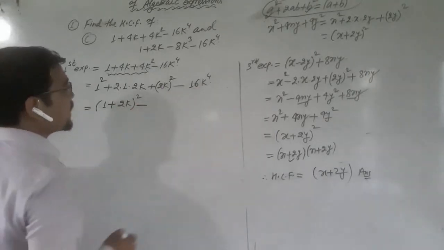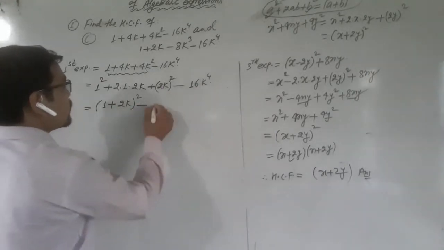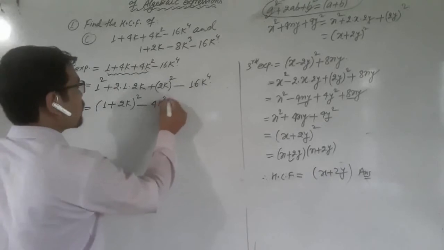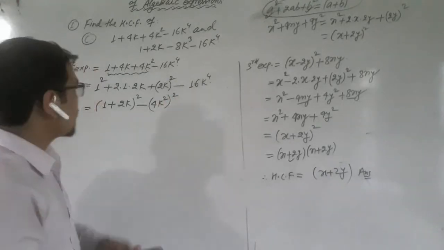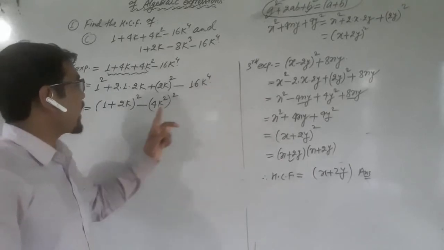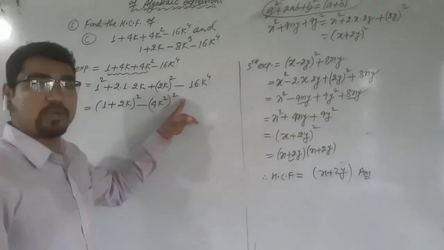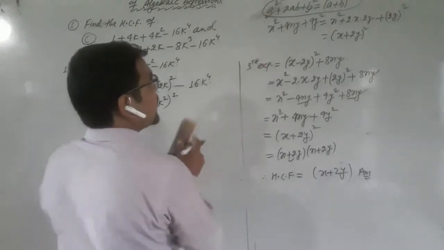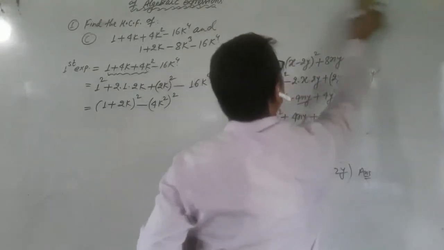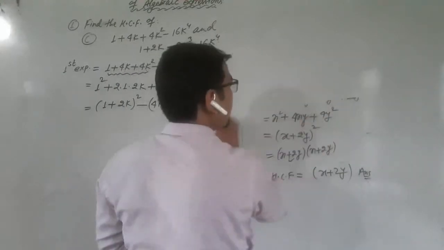Minus 16k to the power 4, we can write 2k to the power 4, we can write 4k square again whole square, because our factorization is not completed. So this 16k to the power 4, we can write 4k square again whole square, such that it goes in the form of a square minus b square formula. A square minus b square, you know, is a plus b, a minus b.